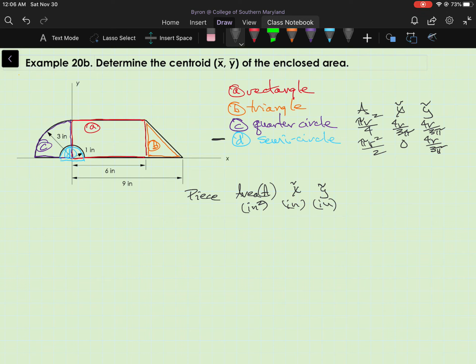And then I know I'm going to need to find the moment of that area about my reference axis, in both x and y. It's going to be in inches cubed for a moment of an area. And then I'm going to have a y tilde A, which is also going to be in inches cubed.